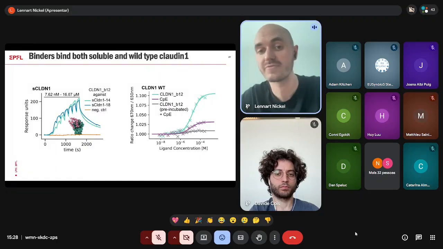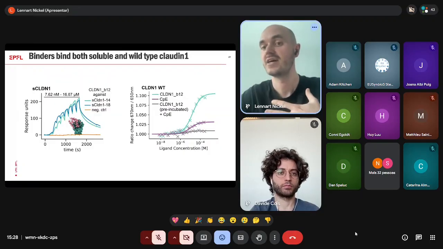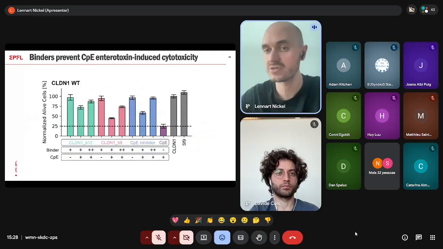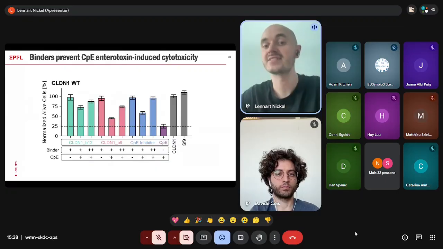And this was very important for the next step, which was to do this survival assay where you would treat cells with the toxin, which usually kills 75% of your cells in the dish, and then look, in comparison to a known toxin inhibitor, at how our binders perform in rescuing the cells.